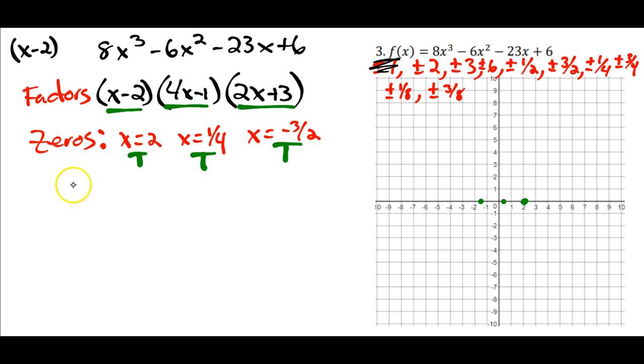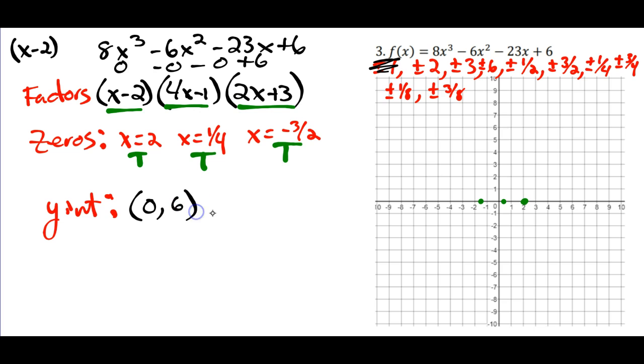Pay attention to your y-intercept. So where's your y-intercept? You find that by putting 0 in for x. When I put in 0 here, this becomes 0. So does this, so does this, and I'm left with just plus 6. So when x is 0, y is equal to 6. So plot that y-intercept at 0, 6.